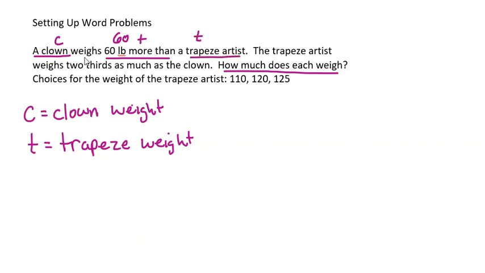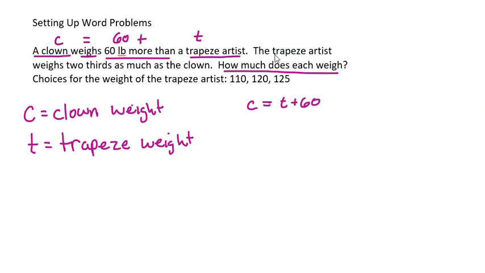And the word weighs here we could replace with the word is, right? The clown is 60 pounds more than a trapeze artist. So that's a synonym for our equal sign. So there we have it. We've translated that sentence. C equals T plus 60. I'll put it in a more standard way of writing it. Let's put the variable first, but it doesn't matter because 60 plus T means the same thing.